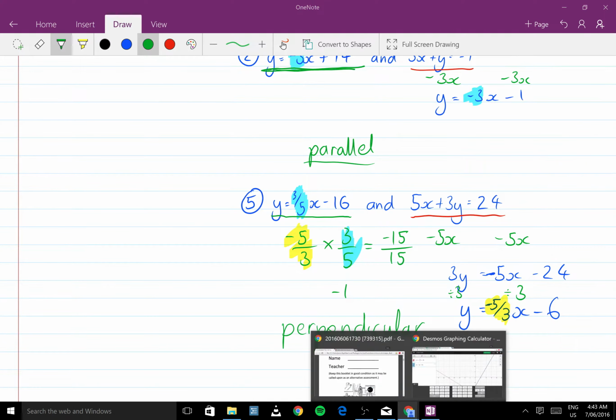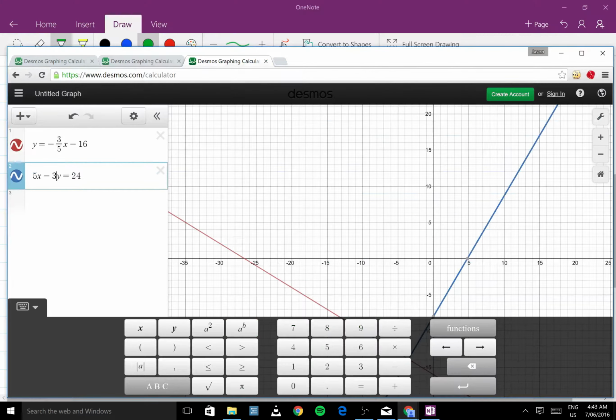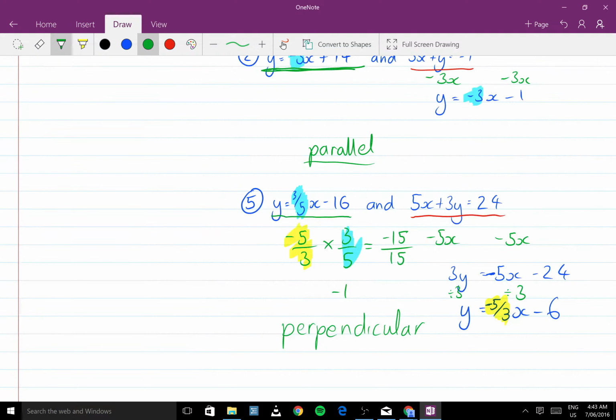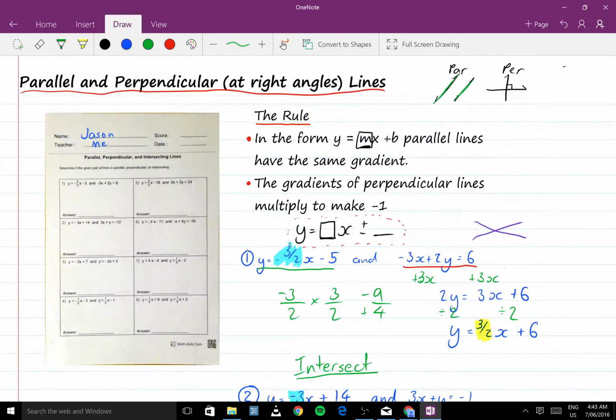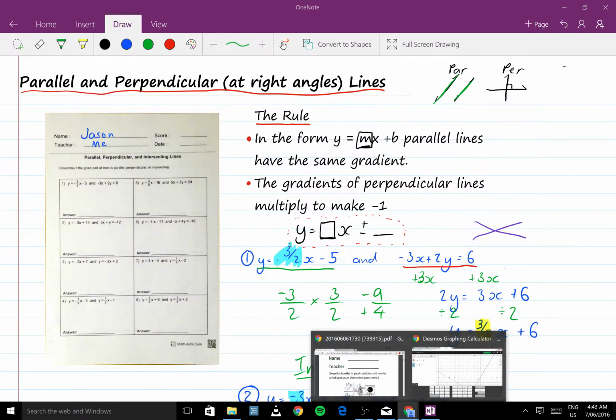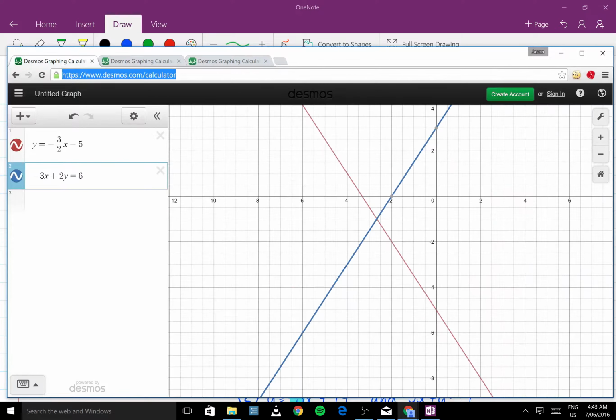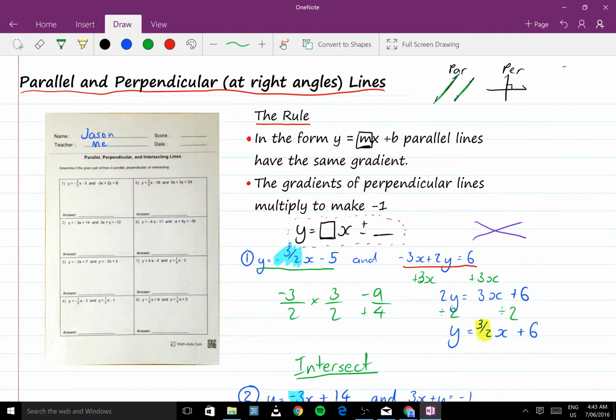Okay, now just to check myself. I said the first ones were parallel, and if you use Desmos, the graphing calculator, you'll find that they're parallel. Oh, sorry, I said they were nothing, the first ones. Shocking. Okay, so I said they weren't parallel or perpendicular. The minus 3x plus 5. Actually, I'll see if I can get these both on the same screen. Oh, I'll do that later on.